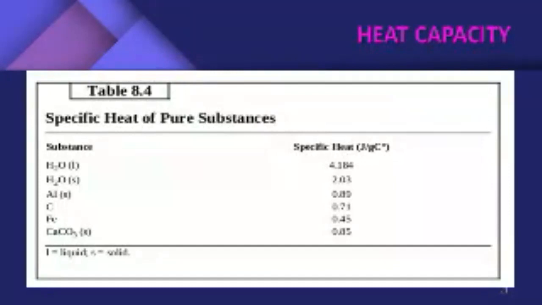Here are the specific heat capacities of some pure substances. Water has a specific heat of 4.184 in liquid state, and water has a specific heat capacity of 2.03 in solid state. Aluminium, which is in solid state, has 0.89, carbon 0.71, iron 0.45, and calcium carbonate in the solid state 0.85.